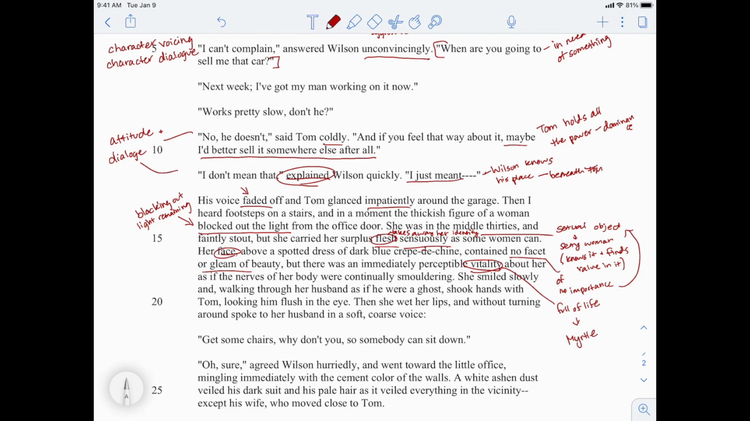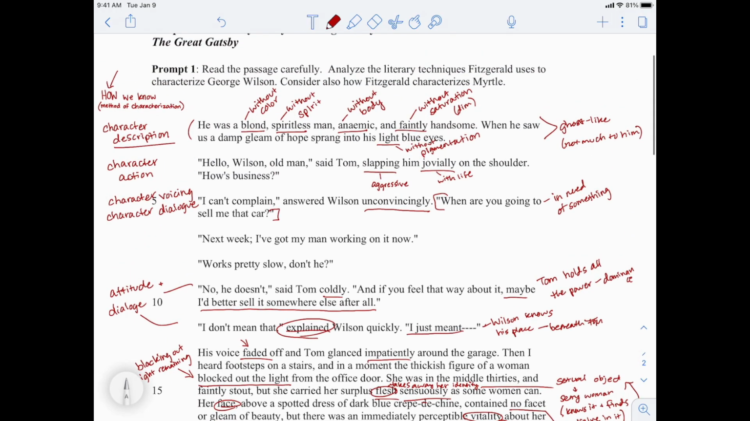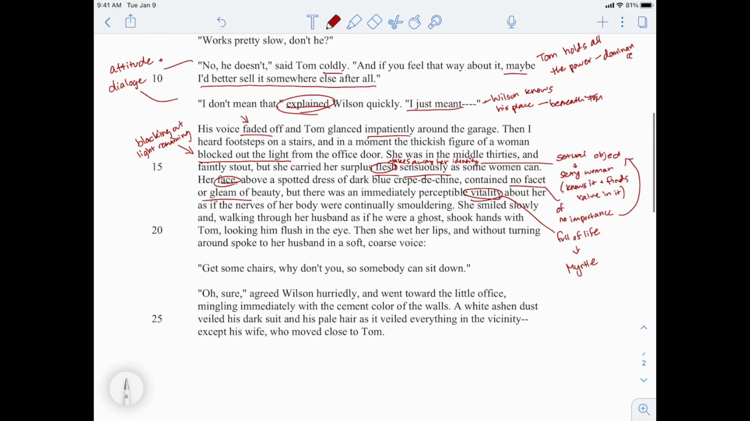She is full of vitality, and that again is in stark contrast to, remember, George Wilson, who is without color, without spirit, without body, without saturation. She, in contrast, is full of life. Okay, she knows who she is, and she kind of owns it. And who she is is sexy. It is as a sexual object. It's very sad, but that's okay.